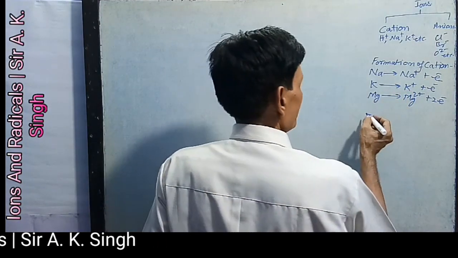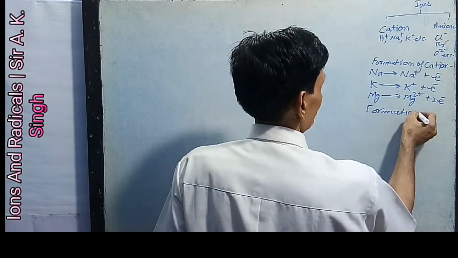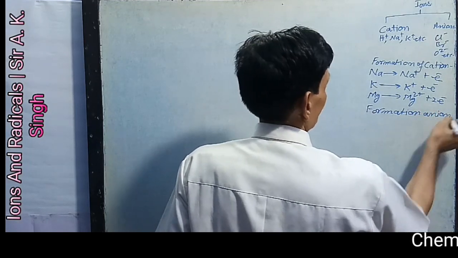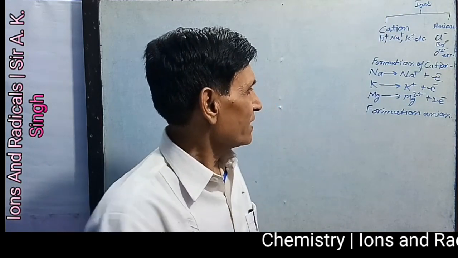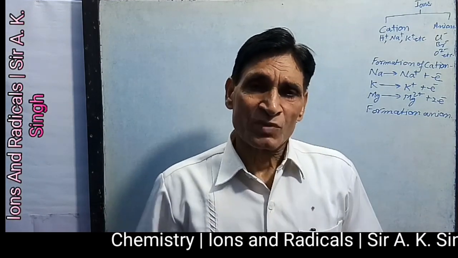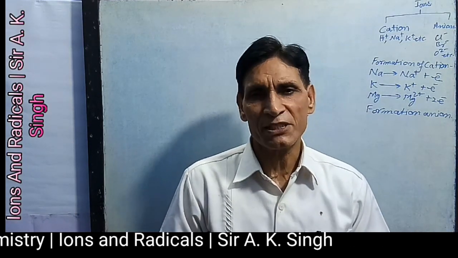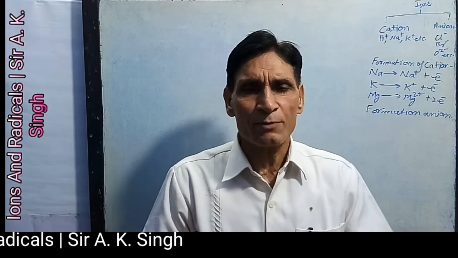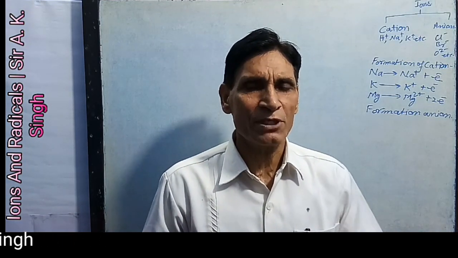Now next is formation of anion. As I told you, an atom or molecule is electrically neutral. The number of protons contained in the nucleus matches with the number of electrons present in the extranuclear part of the atom or molecule. But if it gains one or more electrons, then the number of electrons becomes more than the number of protons contained in the nucleus, and it gets negative charge.